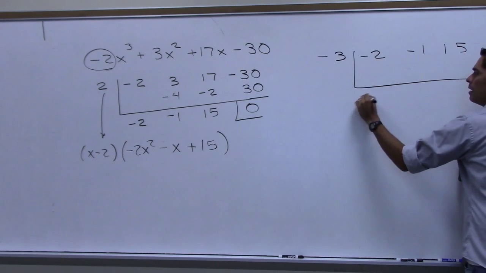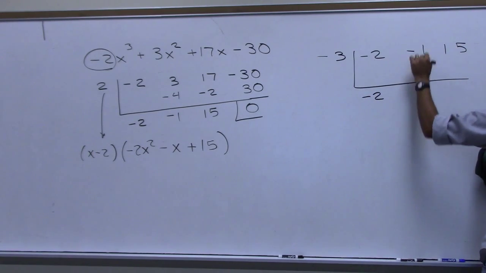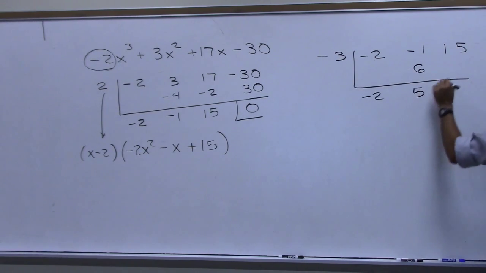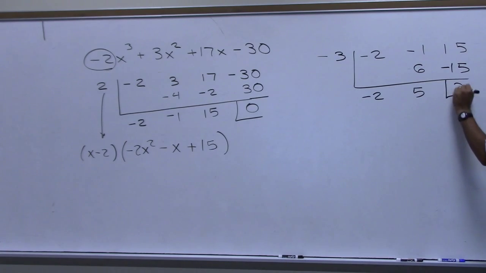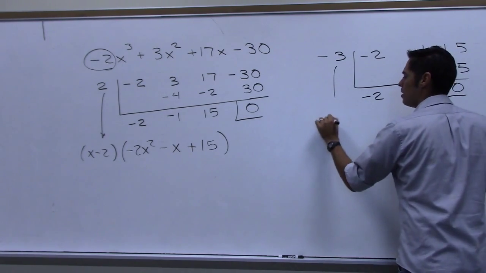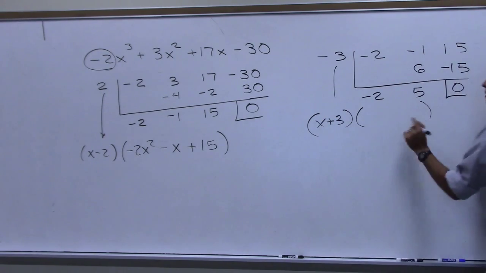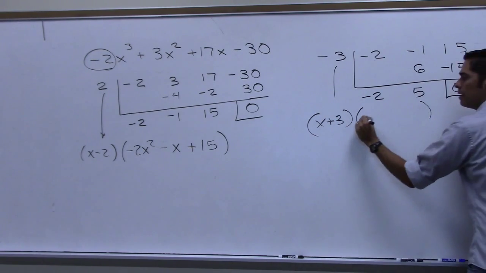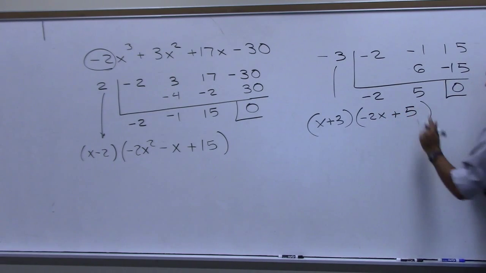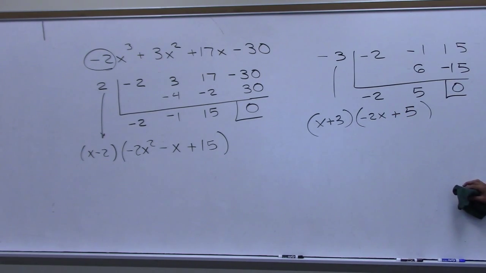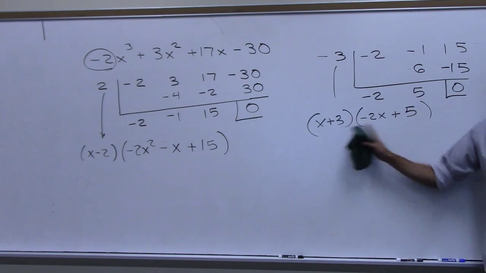So let's see. Negative 2, multiply here, we get 6. Add down, we get 5. Negative 3 times 5 is negative 15. We get a remainder of 0, right? And then this tells us x plus 3, and then negative 2x plus 5, which is exactly what I had written up there a second ago, right?